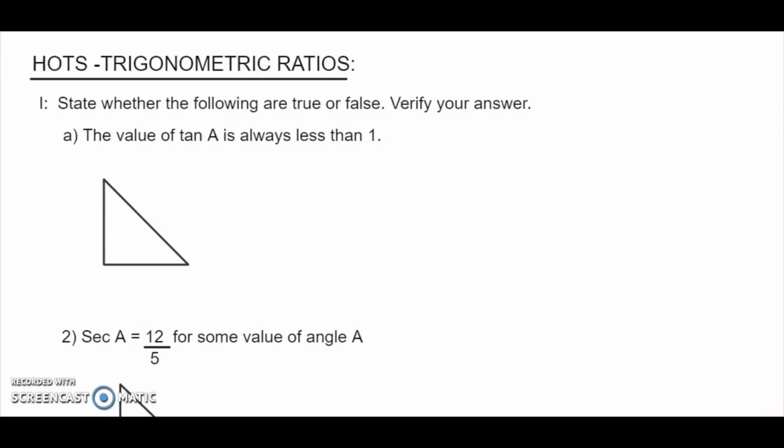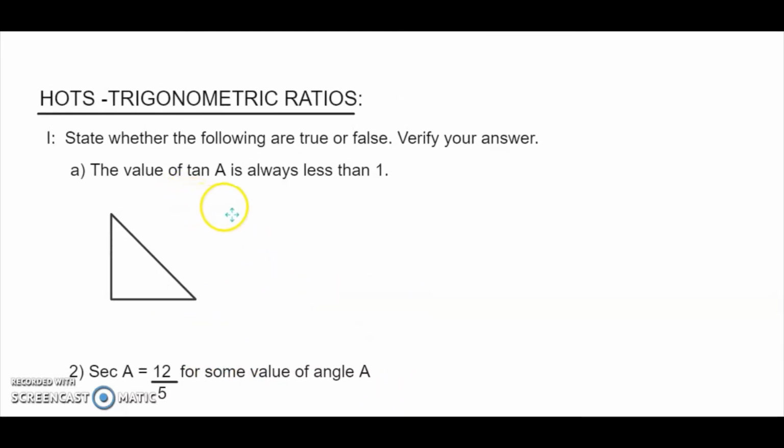Hello everyone, in this video we'll be looking into the most important higher order questions of trigonometric ratios. Before we start with those questions, let's look into some very simple true or false statements, and why these statements are true or false. We'll understand the reasoning. So as you can see here, the first question says that the value of tan A is always less than 1. Is it true or false?